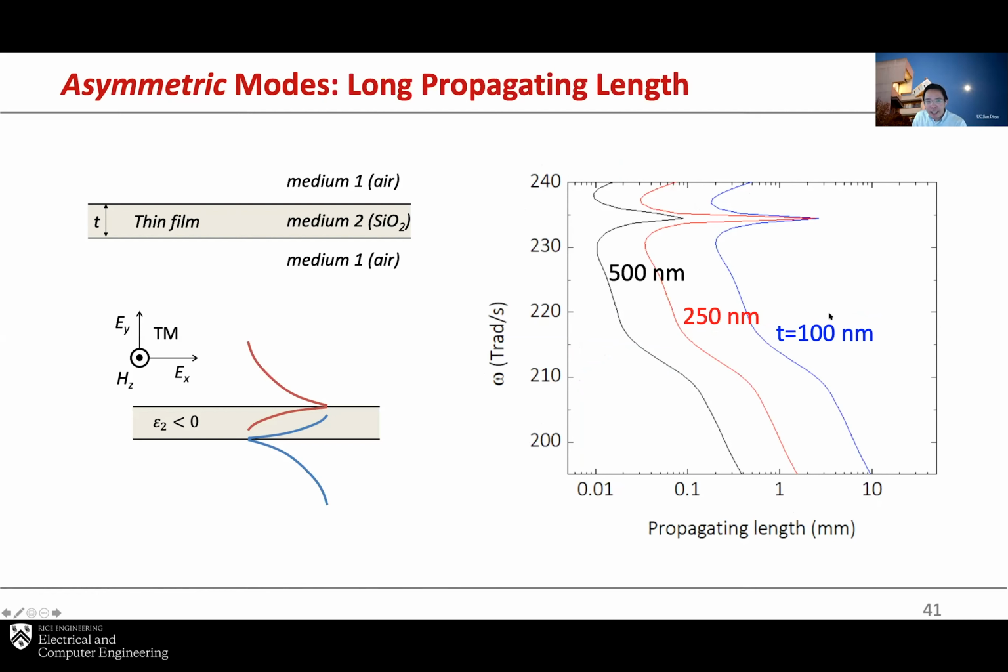Depending on film thickness, say from 500 nanometers to 100 nanometers, their propagation lengths can be as long as 1 centimeter. Again, if you go back and look at the mean free paths of acoustic phonons, usually it's only on the order of nanometers. The asymmetric modes have propagation lengths on the order of millimeters to centimeters. So they will contribute fairly significantly to thermal conductivity, simply because you have much longer propagation lengths compared to the mean free paths of phonons.